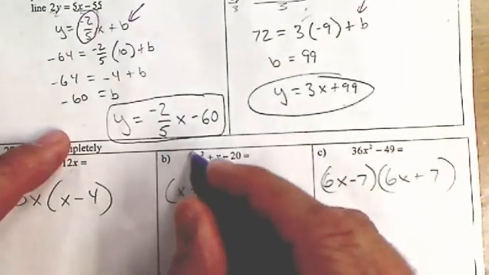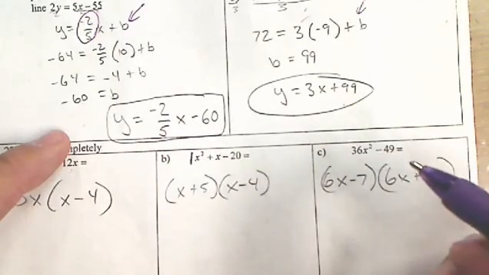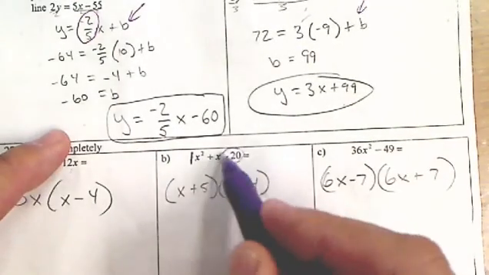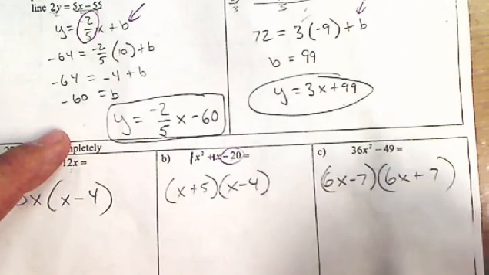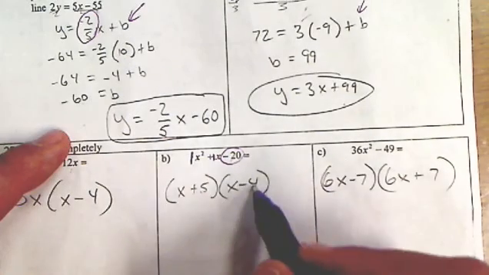This is the easy factoring. There's a 1 in front of the x squared, so that's our little trick. Two numbers multiply together to be negative 20 and add together to be 1x. So that would be 5 and negative 4.